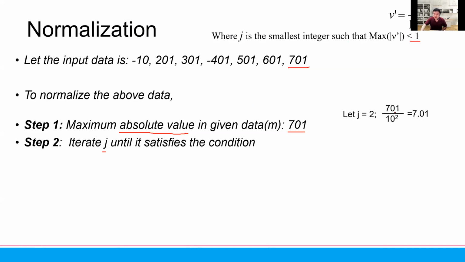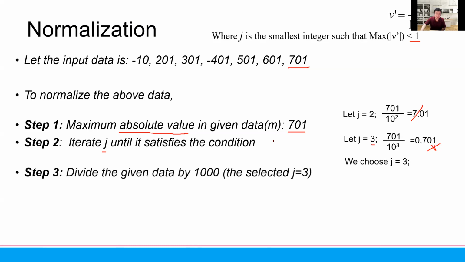Then 701 divided by 100, and the value is 7.01. Is it less than 1? No. So this one is no. Let's go to the next j. J equals 3. If I divide 701 by 1000, then the value will be 0.701. Then this is less than 1. So I will choose j equal to 3.